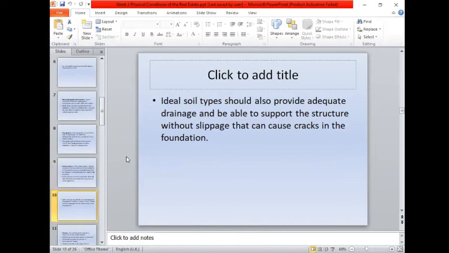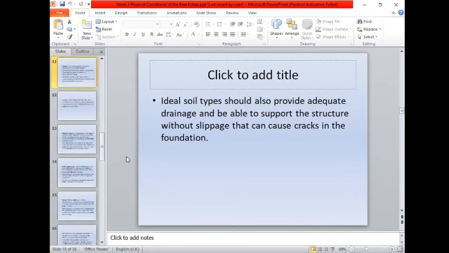That's why the ideal soil types also provide adequate drainage and are able to support the structure of the properties or the land without slippage or any cracks in the foundation of those properties established on that land. As I've said, there are some soil conditions which are not intended for development, but more for agriculture or preservation of the environment.